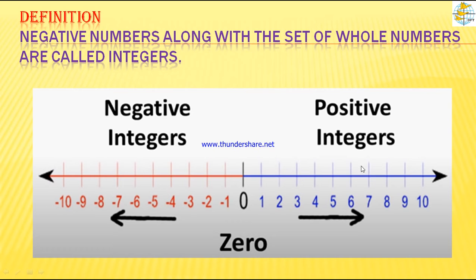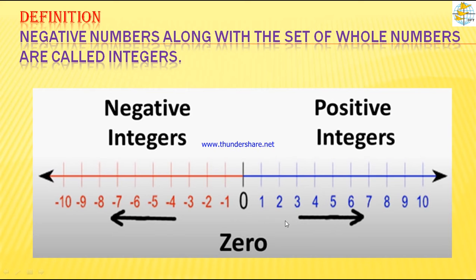Okay, positive integers appear at the right side of 0, negative integers appear at the left side of 0. Then the 0 is called neither positive nor negative integer. We cannot include the 0 in positive as well as in negative. That's why 0 is called neither positive nor negative integer.